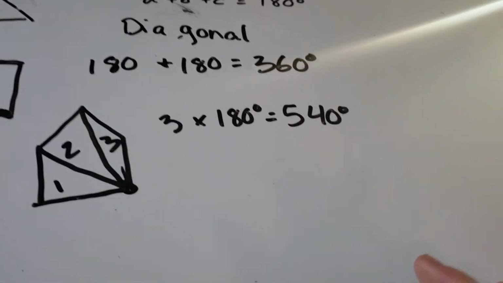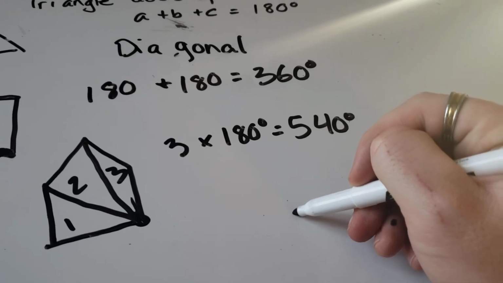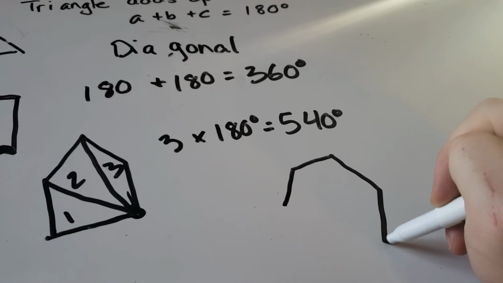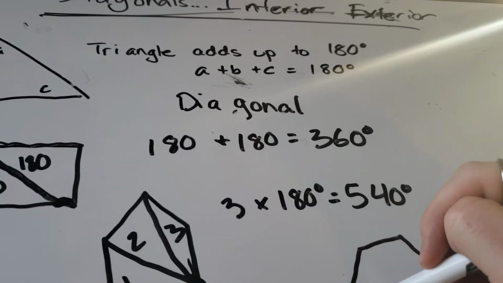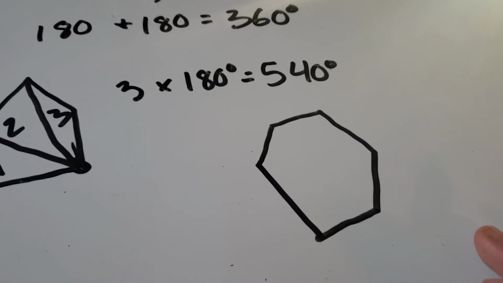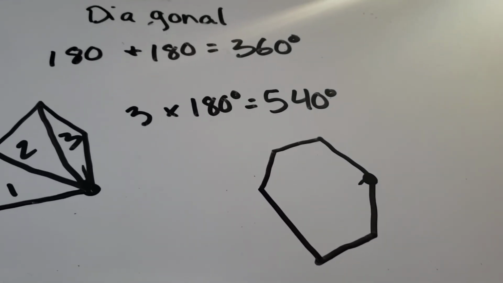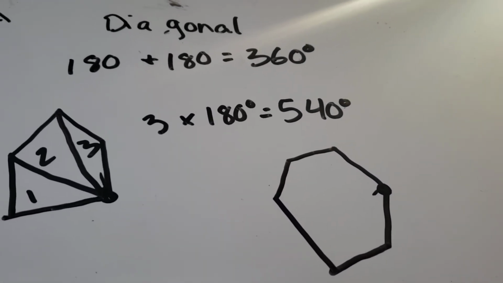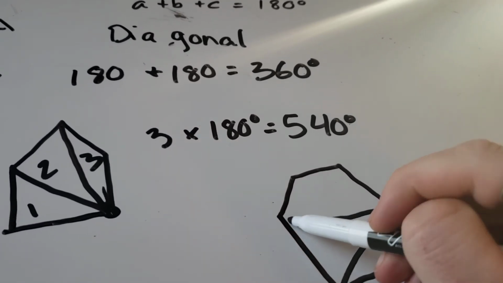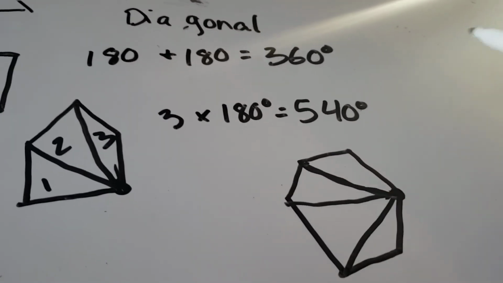All right, let's do one more. Let's deal with a hexagon, a six-sided shape. So we've got 1, 2, 3, 4, 5, 6. Not the prettiest hexagon, but it has 6 sides. It counts. All right, so pick an angle. Let's go ahead and pick this one right here. How many diagonals can we draw? So I can draw a diagonal here. I can draw one here. I can draw one here. A little sloppy, but it works.